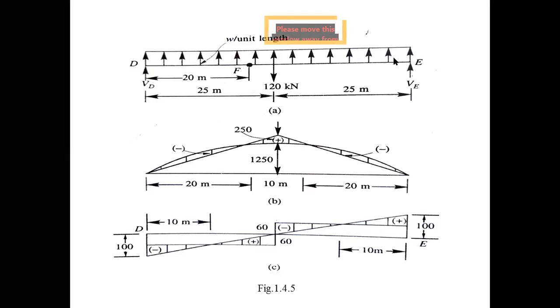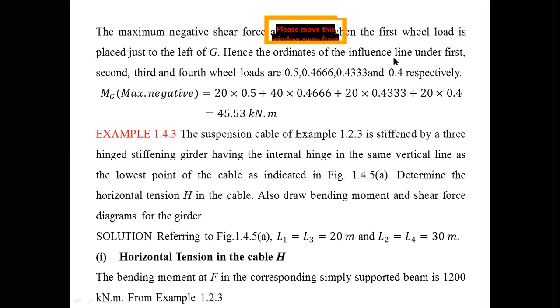For this, you can calculate the horizontal reaction, draw the bending moment diagram for the girder, and draw the shear force diagram by using influence lines. So here, as in the previous problem, L1 equals L3 equals 20 meters and L2 equals L4 equals 30 meters. All of you know that.